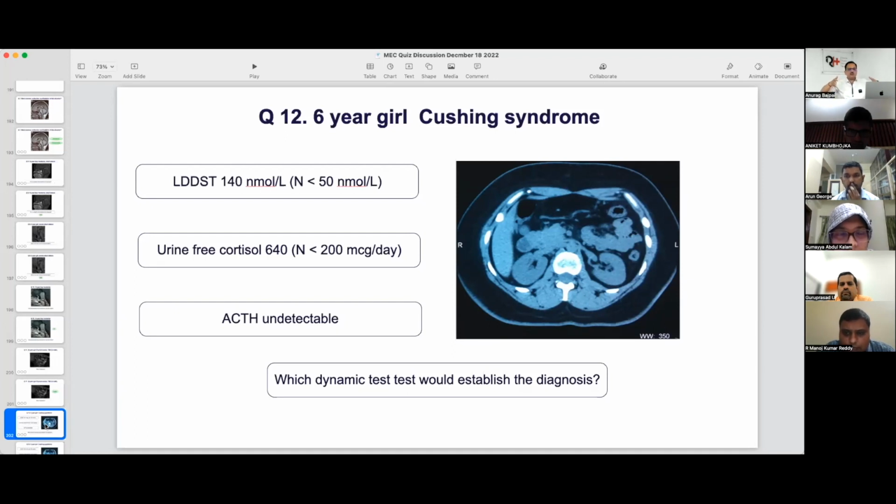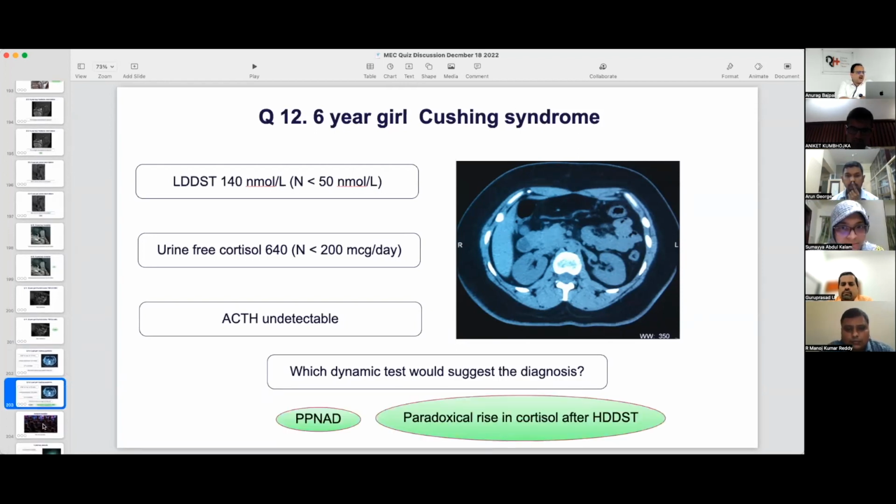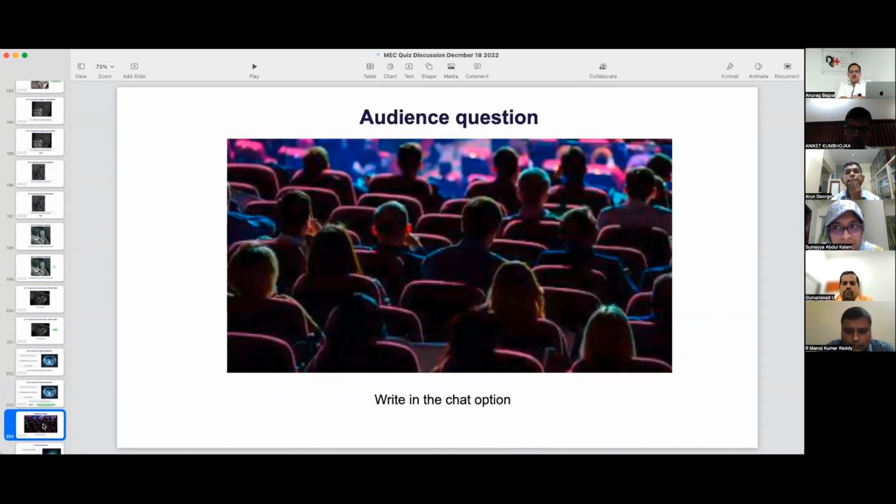So first of all, you make the diagnosis. What do you think of? And which dynamic test will have a funny result which will give you the diagnosis? It's a bit tricky, but I think if you think over, you will get the diagnosis. Sir, it may be macronodular adrenal hyperplasia, and on doing HDDST, the cortisol may rise, a paradoxical rise in cortisol. So I think that's an absolutely right answer. So we'll give you the marks on that. So paradoxical rise will be relevant. So 10 marks to Dr. Reddy on that perspective.